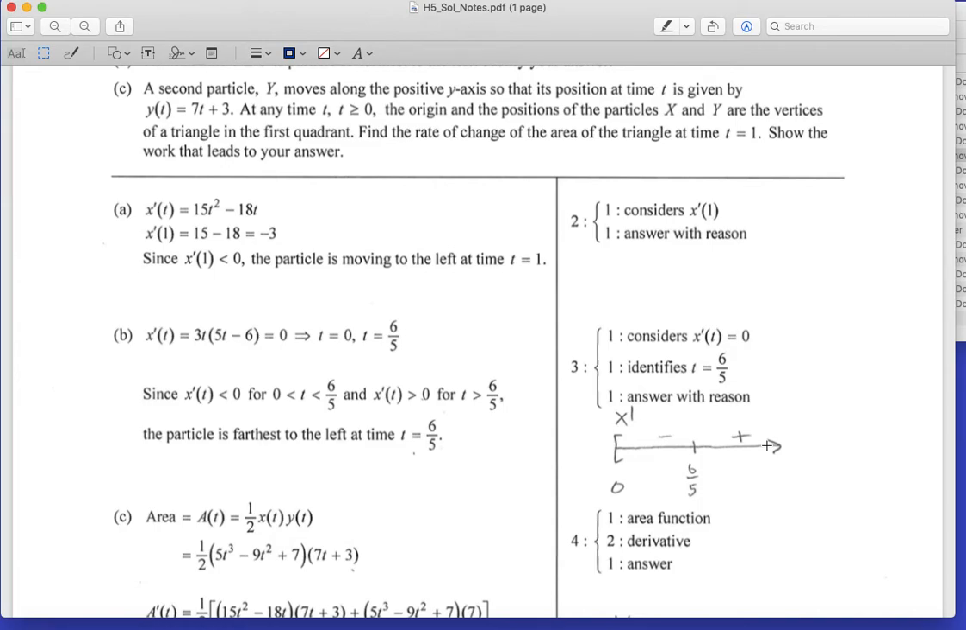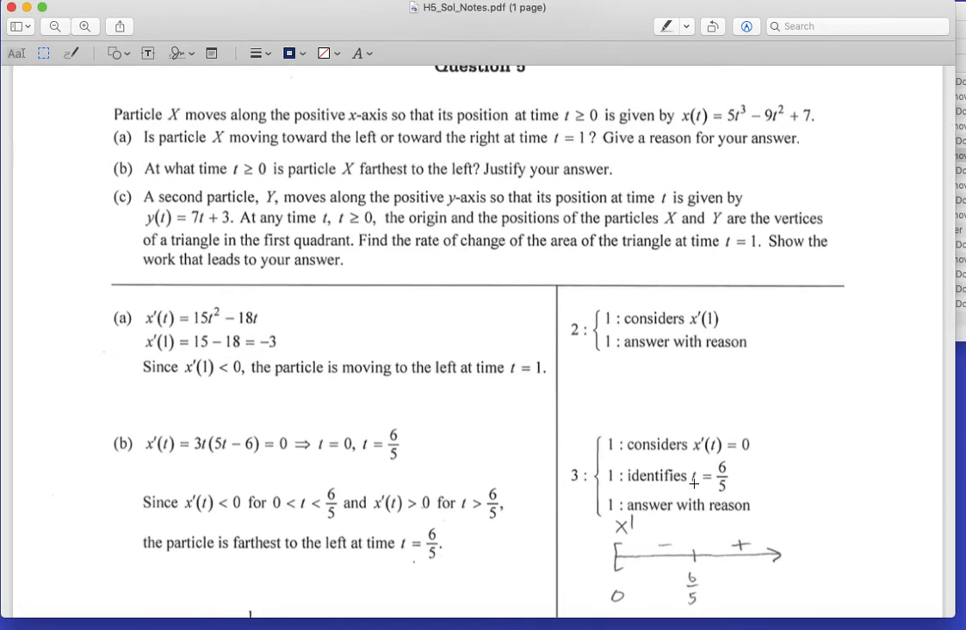You can also do this as an absolute max-min problem, which is what I would do. I would set up a table and write x of 0, x of 6/5, and then pick the one that's smaller. Make sure you let the grader know that you're checking endpoints and critical numbers.